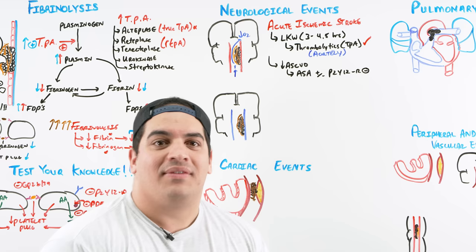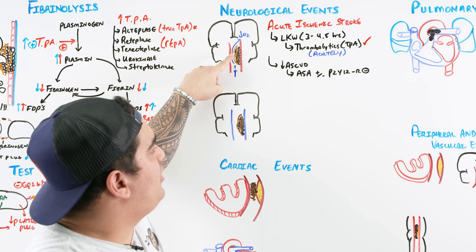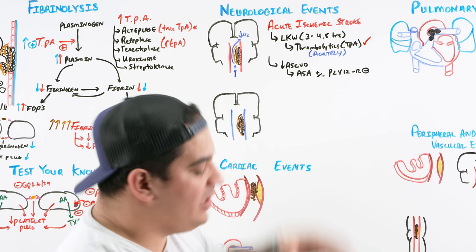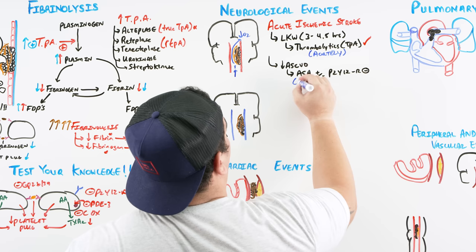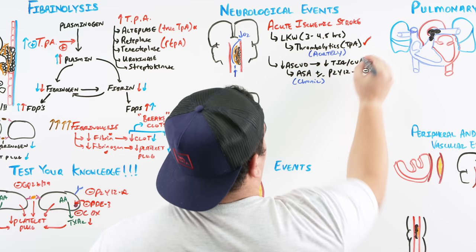Oftentimes, this is what we would continue for the patient to reduce their risk of further plaque formation. In other words, if they have a vessel plaque within their arterial system, like the middle cerebral artery, and they rupture that plaque, they're at risk of forming a platelet plug on top of that. If I can prevent that platelet plug from forming on top of the plaque, I may reduce the risk of developing another acute ischemic stroke. So this is more of a preventative measure, usually a more chronic type of utilization, reducing the risk of atherosclerotic cardiovascular disease to reduce the event of another TIA or another CVA.